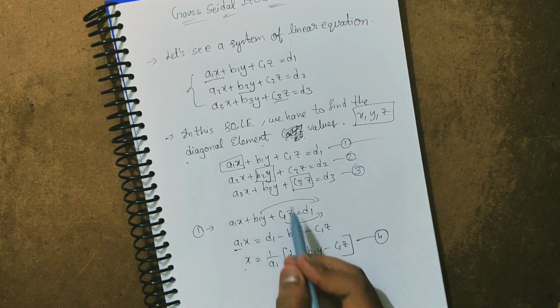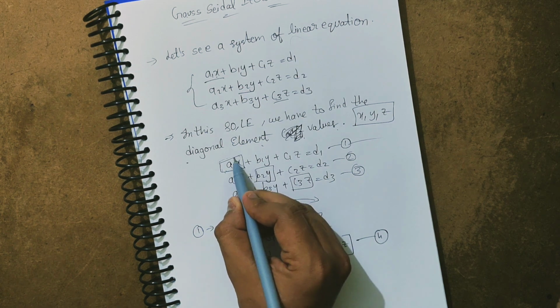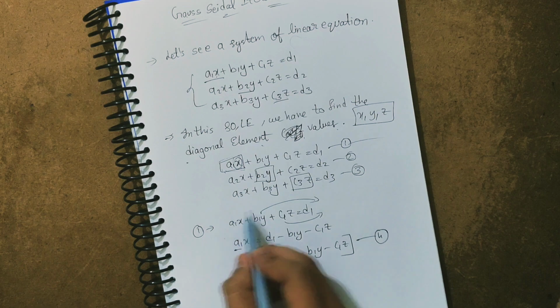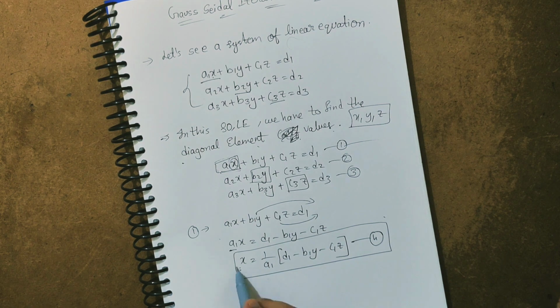Why we have done this? Because we have to find a1x, right? For that, in this also we have to find x value mainly. So we just took this equation, we moved all the unwanted variables to right side, hence we will get only x to the left side. Okay, so this will be the value of x.